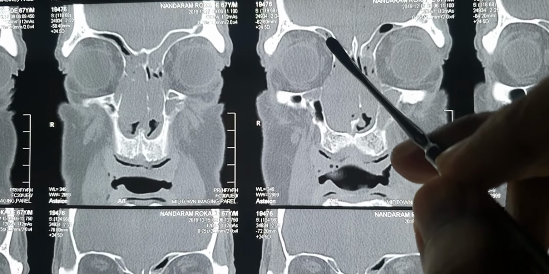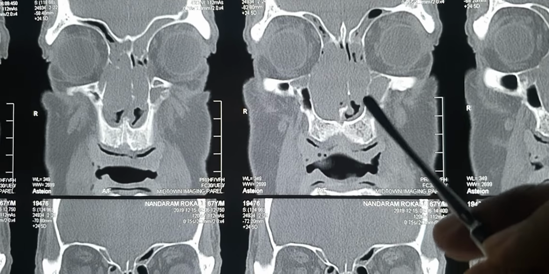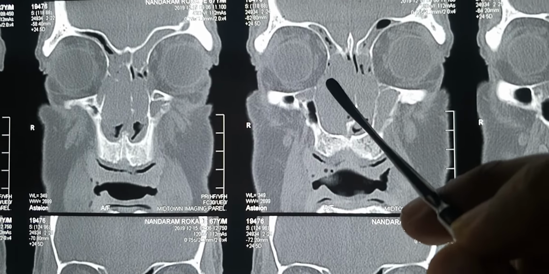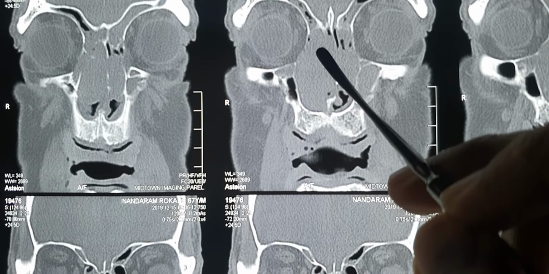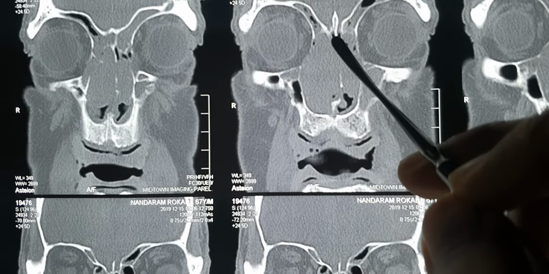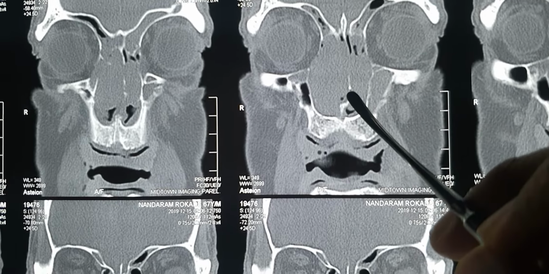So this entire region is completely opacified. We are not able to see where the inferior turbinate is, the middle turbinate, the various structures. It is very difficult to visualize the nasal septum as well.